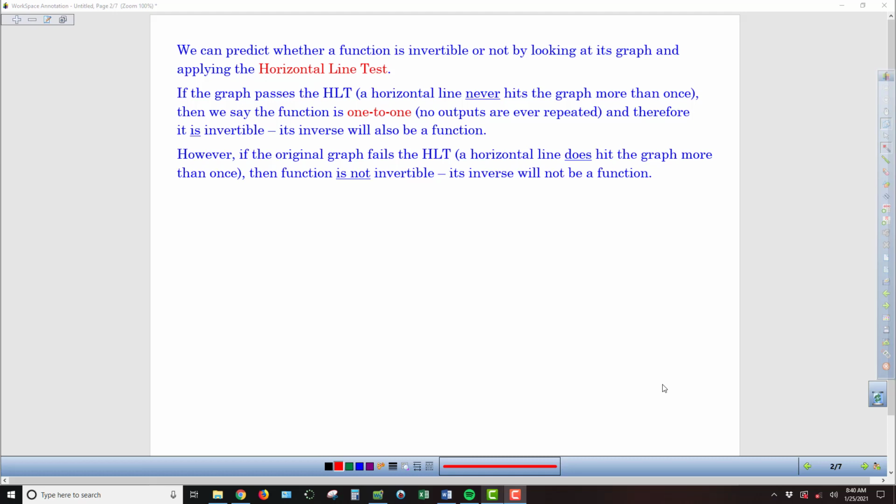We can predict whether a function's inverse will also be a function by applying something called the horizontal line test. To test to see if something is a function, we have something known as the vertical line test. If we think back to the graph in the previous video, we had a line that had a slope of 4 going across our graph.